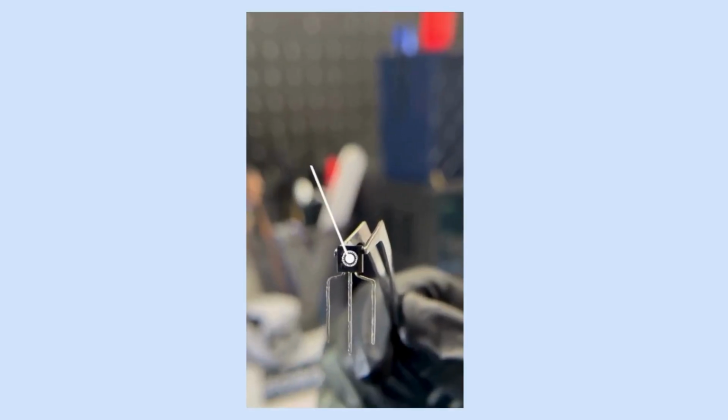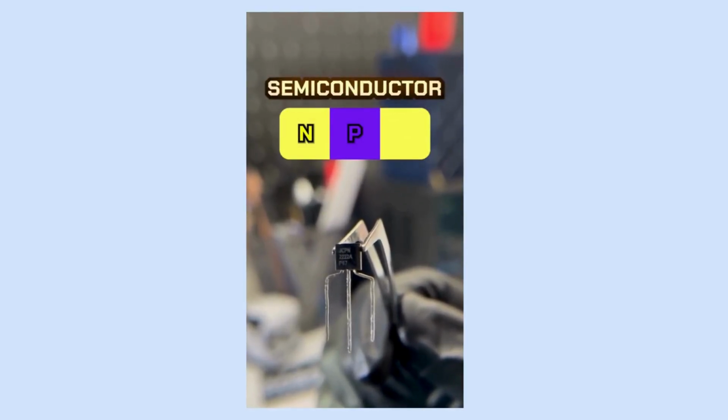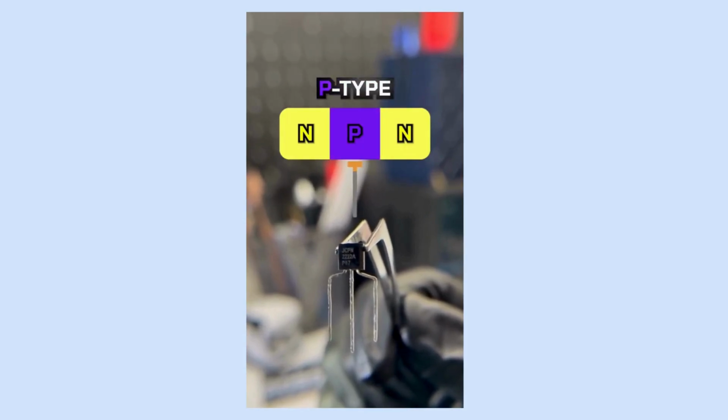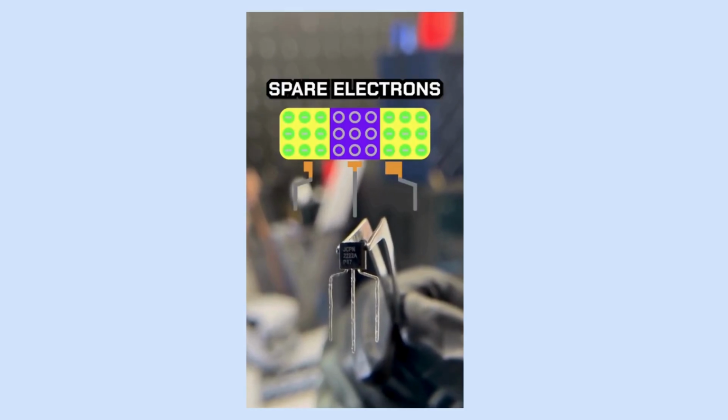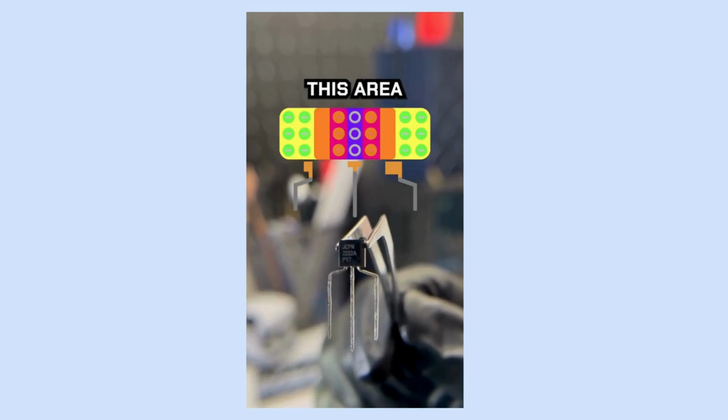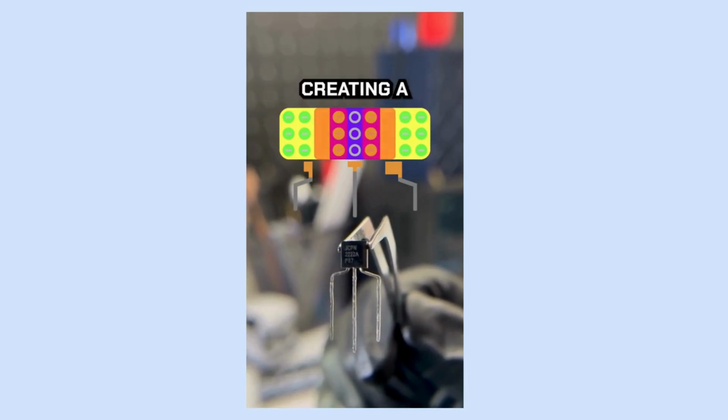Let's take a closer look. It's made of three layers: an N, P, and N-type. The P-type base lacks electrons and has holes. The N-types have spare electrons, filling the holes. This area now lacks free charges, creating a repelling barrier called the depletion region.